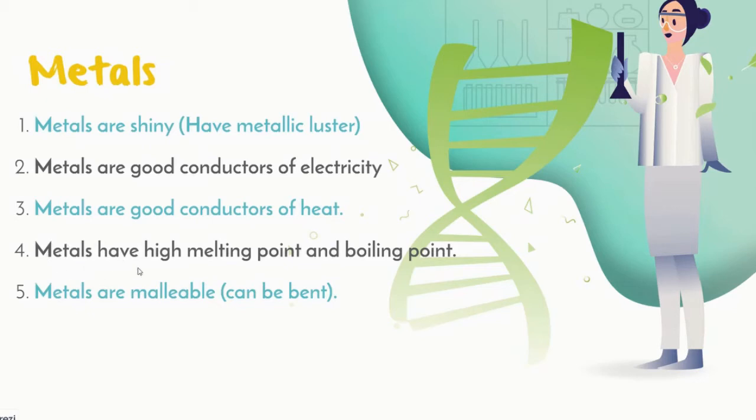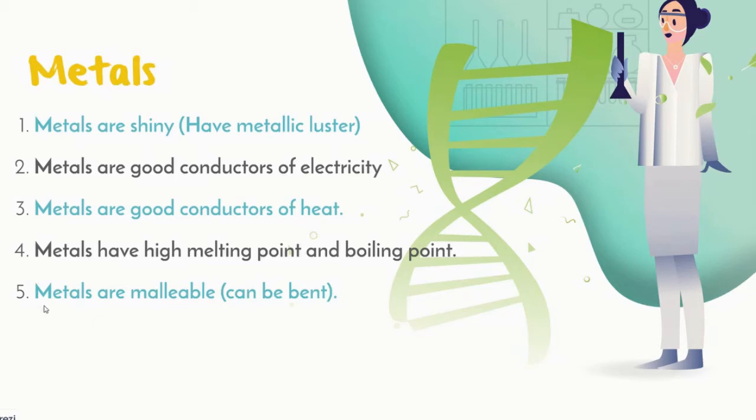Metals have high melting point and boiling point. They're kind of related. Also, metals have high melting point, which means it melts slowly, or we can say it can't melt easily. Of course, iron can't melt easily. Also, they have high boiling point. They can't be boiled easily.